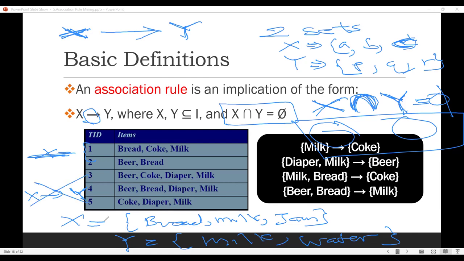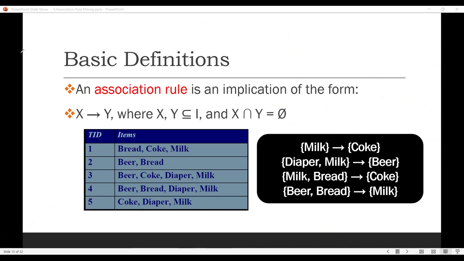The important thing: X implies Y, and X intersection Y is equal to the null set, right? There is no common element between X and Y. But if you notice here, the common element is milk, right? Milk is common to item sets X and Y. So this is not an association rule, because milk is common to the two item sets X and Y. Because of that, we can omit this rule. That is the definition of an association rule, right?